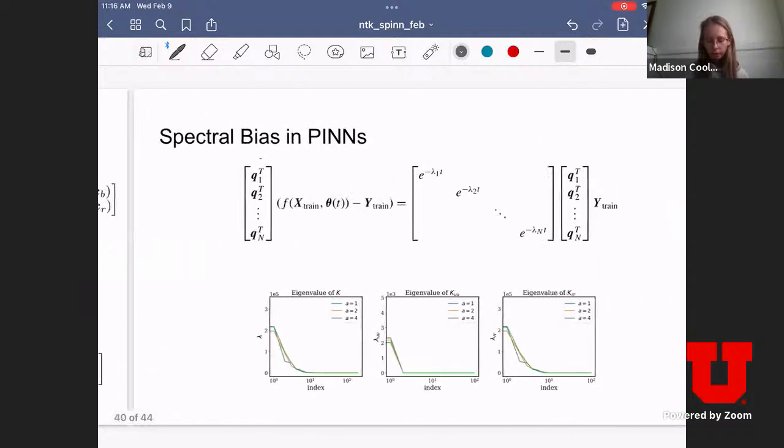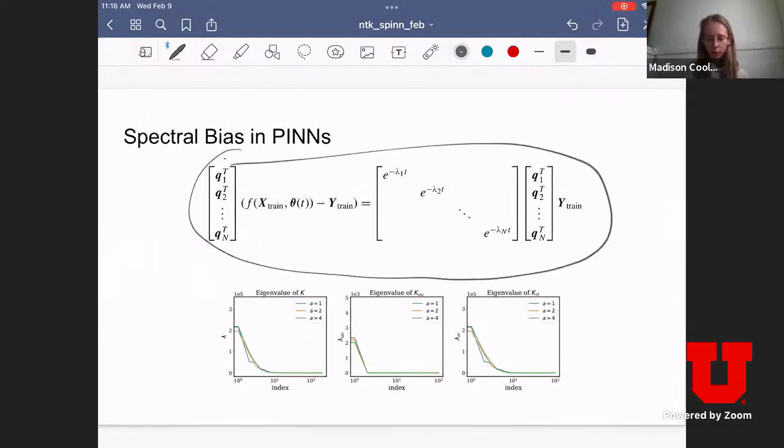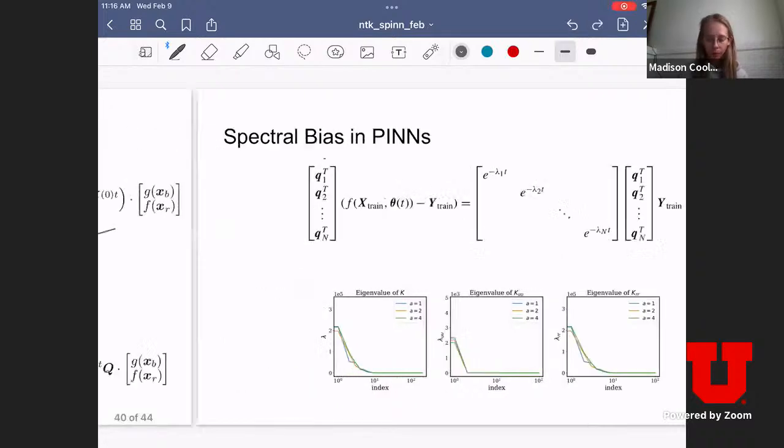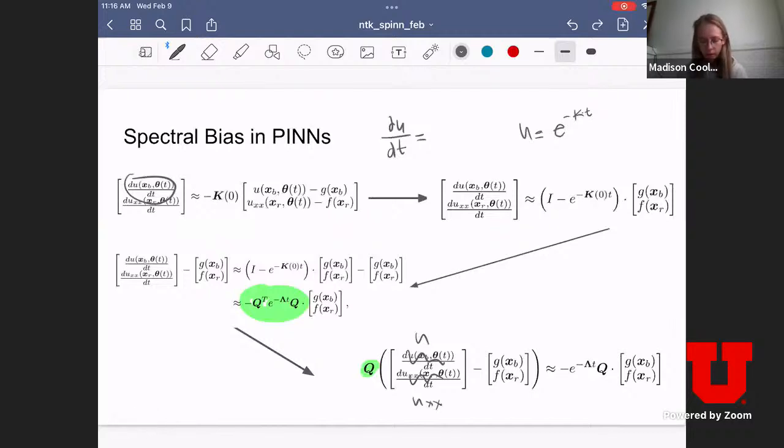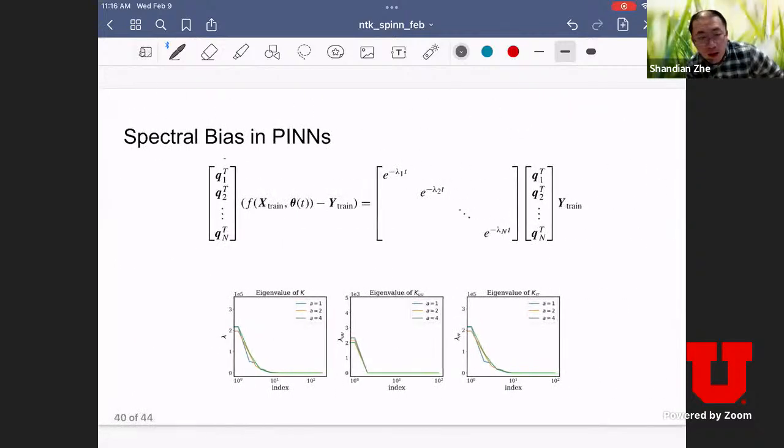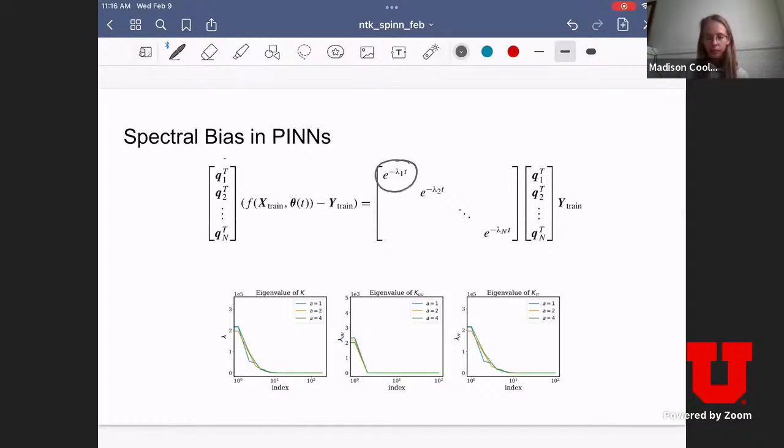So this here is just another form of what I just showed, but I'll go back here. This is saying that the ith component on this left-hand side, so the G(X_B) and F(X_R) is Y train. Yes, Y train. Okay. So the ith component on this left-hand side decays at a rate of e to the eigenvalue. So this gives the convergence rate for a particular component. That is what they conclude from that.